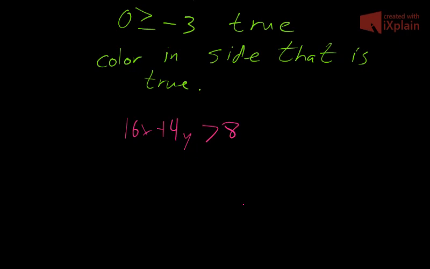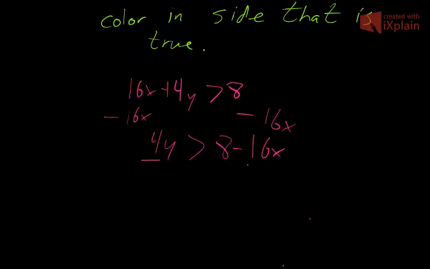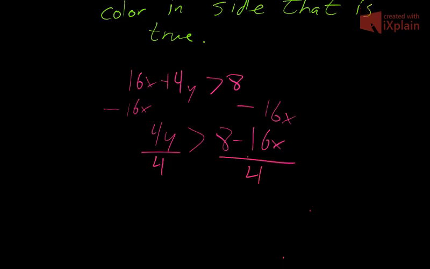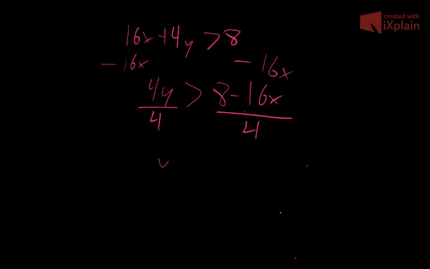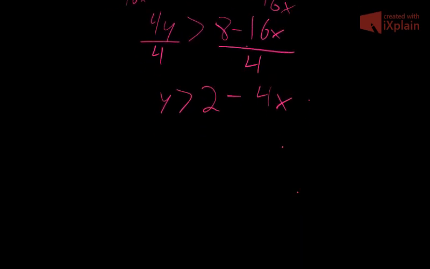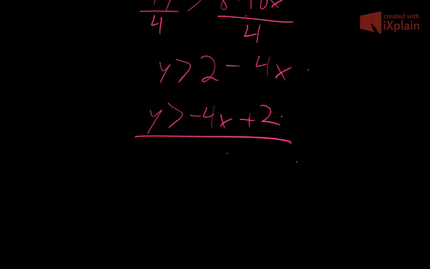So I know it's easy to graph if I solve for y, because I'm going to be in slope-intercept form. So I'm going to try to do that. I'm going to start by subtracting 16x from both sides. And that'll leave me with y is greater than 8 minus 16x. Now, to get y alone, I just need to divide by 4, which I'm going to do to both sides, leaving me finally with y is greater than 2 minus 4x, and to get it into slope-intercept form like I want, it'll be y is greater than negative 4x plus 2. So that right there is what I want to graph.